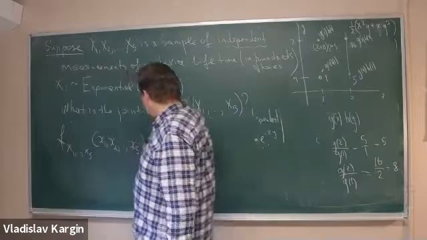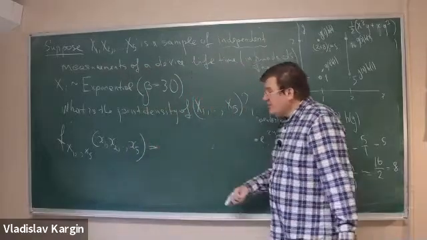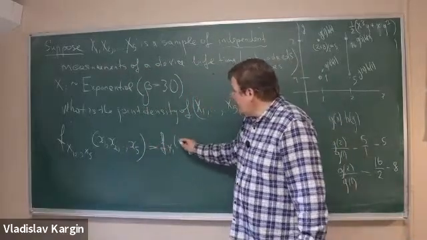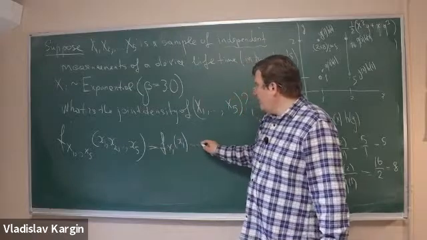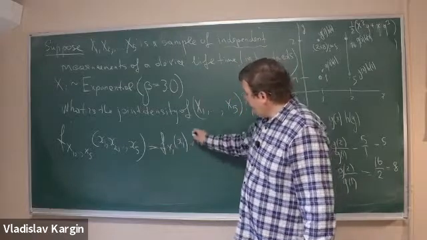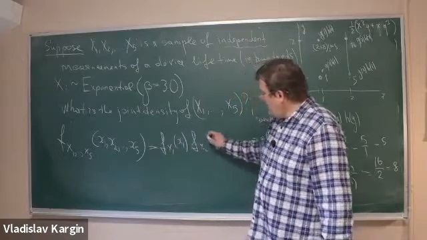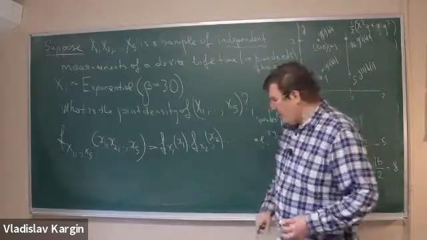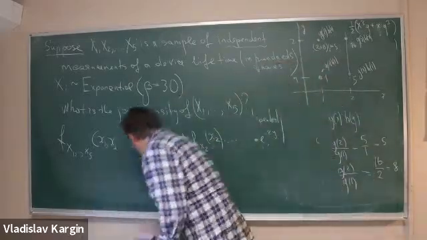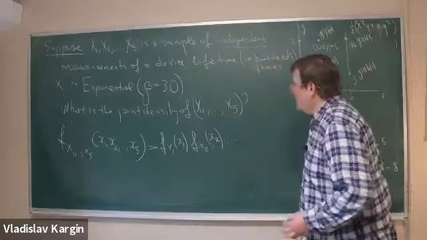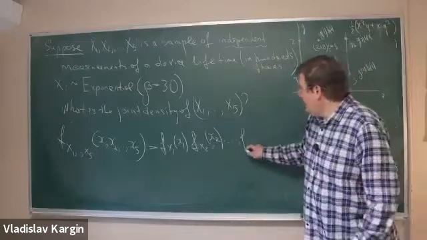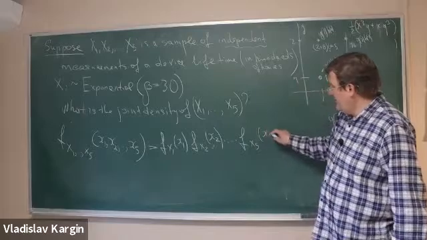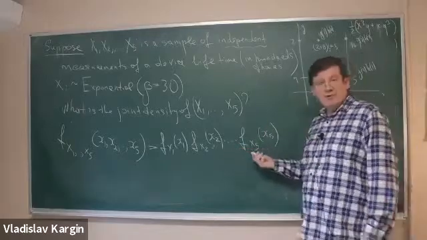And after that you write that this should be a product of f of x1, then the second would be f of x2, and finally until f of x5, in this case. So this is what independence means.